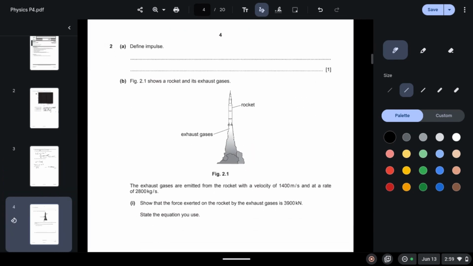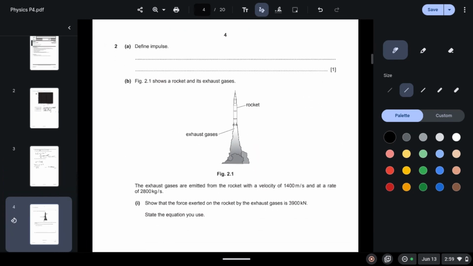Question 2. Define impulse. So we know impulse is the force multiplied by the time for which the force acts. So you can write it as force multiplied by time.